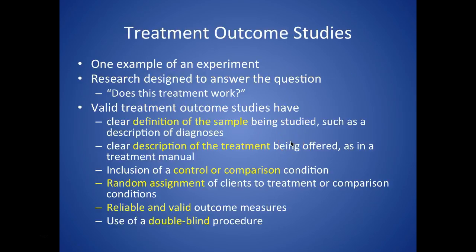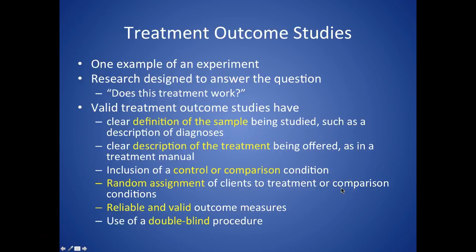Examples that you see in actual real research are treatment outcome studies, where you have an experiment to ask the question, does a particular treatment work? You know, giving lithium to people with bipolar disorder. For valid treatment outcome studies, you have to be really clear on the definition of the sample being studied: everybody that falls under a particular diagnosis. You have to describe the treatment being offered, exactly what it is. You have to have a control or comparison condition, people that did not get this independent variable. You do have to have random assignment of clients to the treatment or comparison condition.